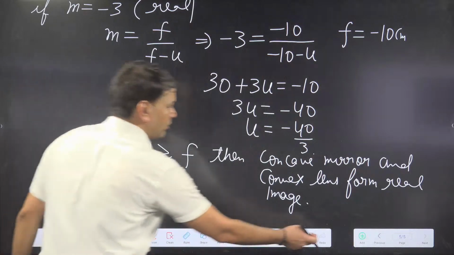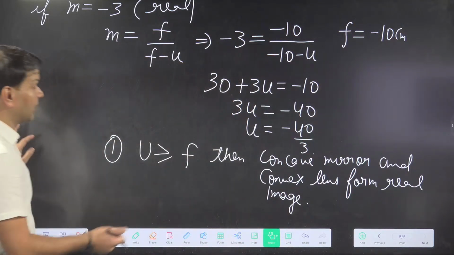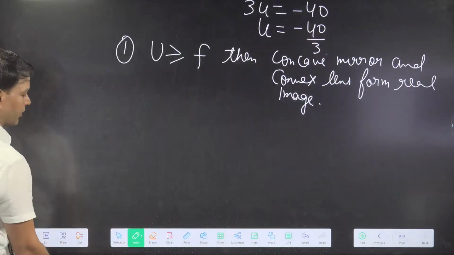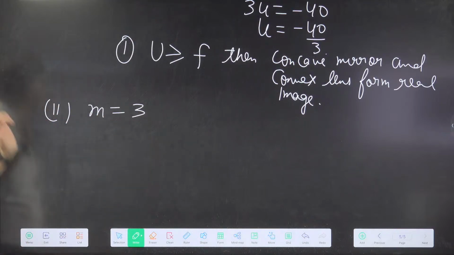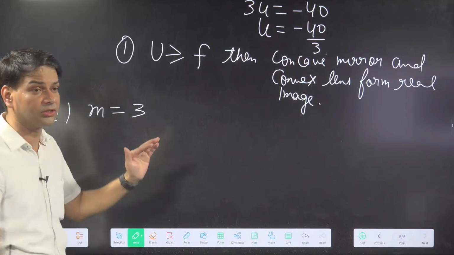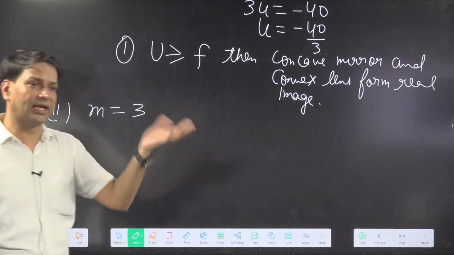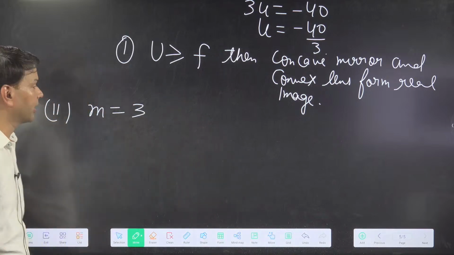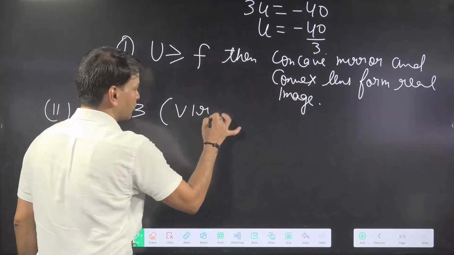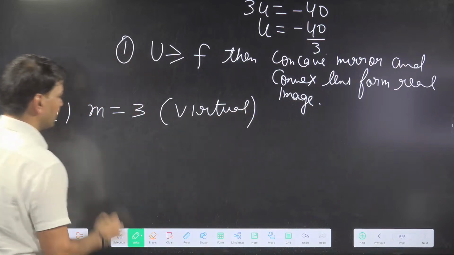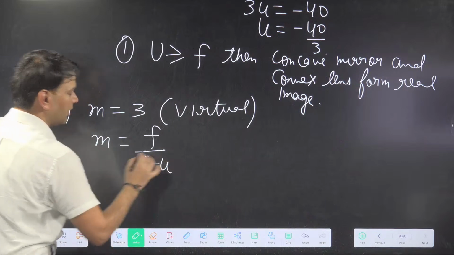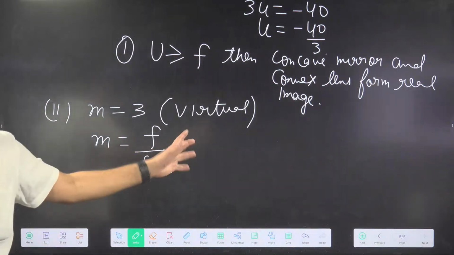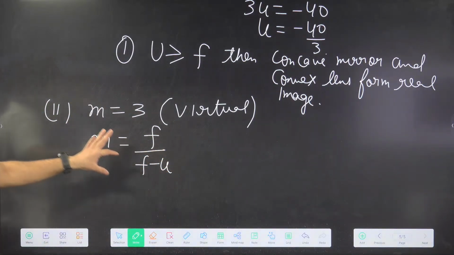Okay, now the other possibility is what? It may be virtual. Then if it is virtual, you will take m as 3, because for a virtual image magnification is positive. For a virtual image magnification is positive. This is valid for the lens as well as the mirror. Now the same formula we'll use, m is equal to f upon f minus u. Now you will practice, put the values and get the object distance.